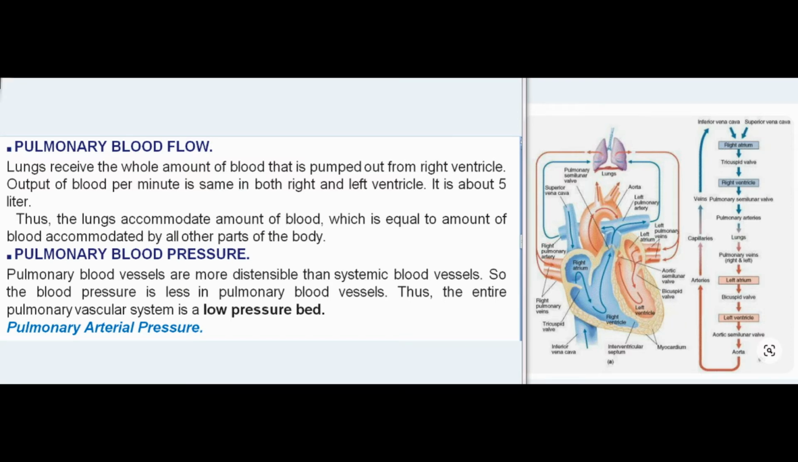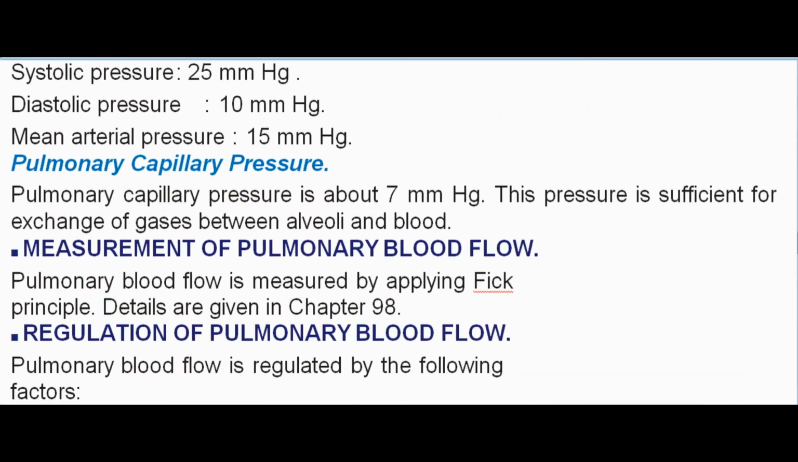Pulmonary arterial pressure. Systolic pressure, 25 mm Hg. Diastolic pressure, 10 mm Hg. Mean arterial pressure, 15 mm Hg. Pulmonary capillary pressure. Pulmonary capillary pressure is about 7 mm Hg. This pressure is sufficient for exchange of gases between alveoli and blood.